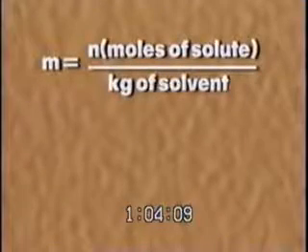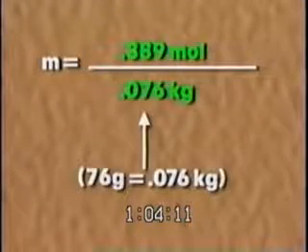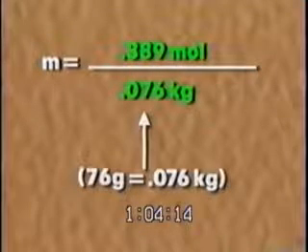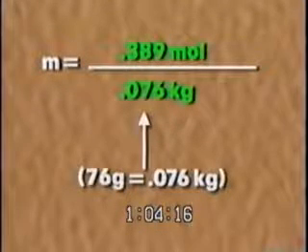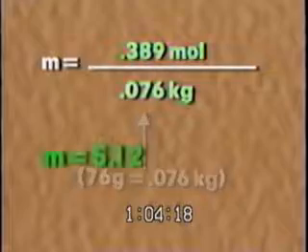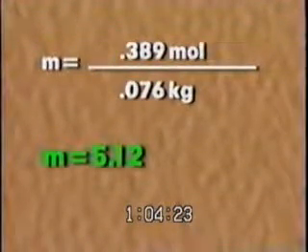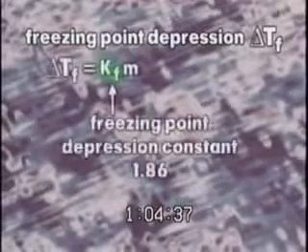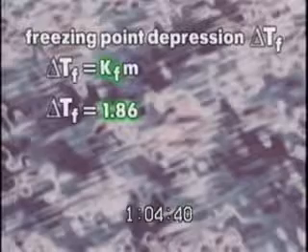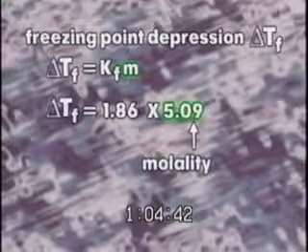Now we can find the molality. m equals 0.389 divided by 76 grams, or 0.076 kilograms. So m, the molality, is 5.12. So now you've got molality. Molality? What a groovy word! We looked up K sub F, the molal freezing point depression constant for our solvent, water, and found it to be 1.86. So, the freezing point depression is that constant, 1.86, times the molality, 5.09.